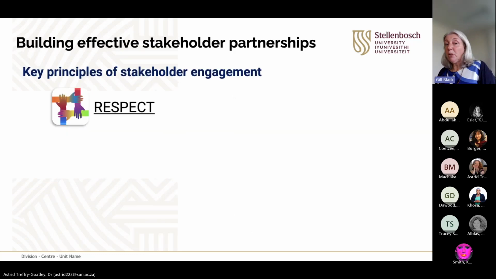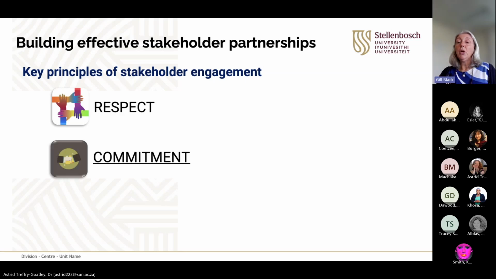So in terms of building effective stakeholder partnerships and key principles of stakeholder engagement, well, first and foremost is respect, and being respectful is obviously central to developing successful relationships. It involves active listening, it involves empathy, noting and understanding what people are saying and how they're expressing themselves, regardless of your own views and values as a researcher. A shared commitment among researchers and stakeholders to continuous and sustained engagement and relationship building.